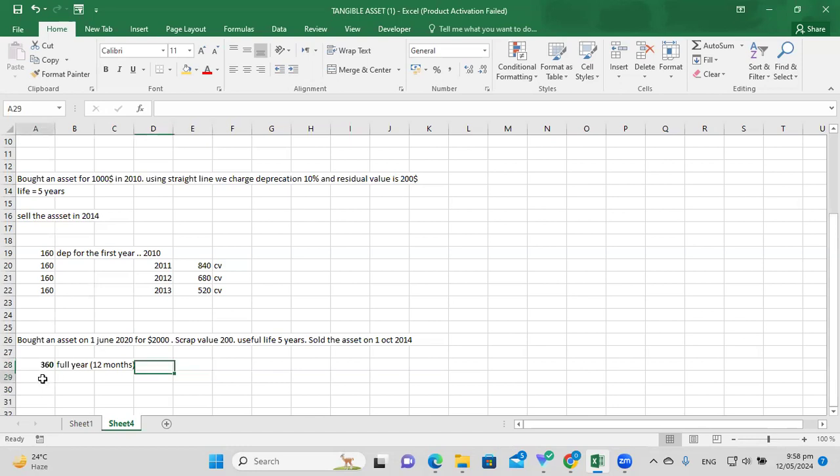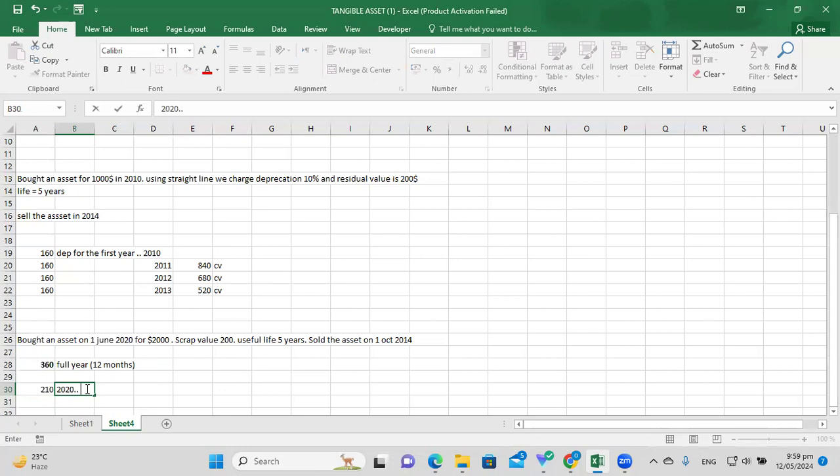All right. So what will be the depreciation for this year, 7 months? Because 360 was for full year, right? So we need to take out the depreciation for the 7 months because we only used the asset for 7 months, right? So how will we take out the depreciation for 7 months? 360 was for a full year, right? So 7 by 12. That's how you will get the depreciation for the first year, 2020, because we bought the asset on 1 June.